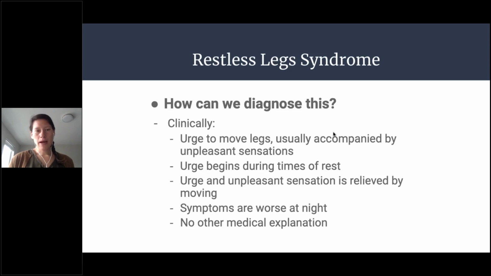Restless leg syndrome. So this is an experience where people feel this urge to move their legs, and it's usually accompanied by some type of unpleasant sensation. Some people will say they feel like there's bugs moving in their legs, or everyone has their own description of it, that they just feel the need to move their legs, usually when they're laying down at nighttime, when they're just resting, and then they move their legs and it's much better. And in order to have this diagnosis, there shouldn't be any other medical explanation for that.